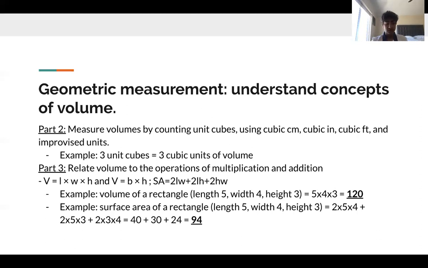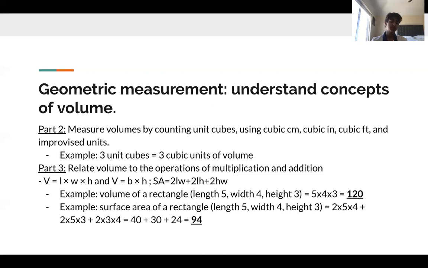Okay, the third part of this is relating volume to the operations of multiplication and addition, and this is not too bad. So 2 main formulas that you have to know here. First of all, volume is length times width times height. And it can also be base times height, right? Depends on what sort of solid we're looking at. Surface area is 2 times length times width plus 2 times length times height plus 2 times height times width. Okay, so those are your 3 big formulas up there.